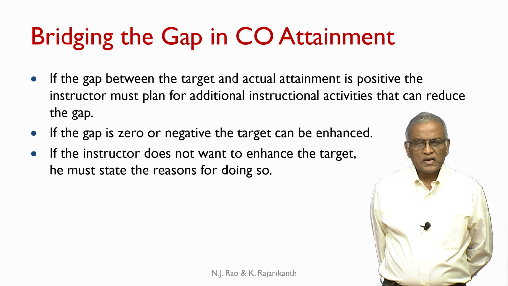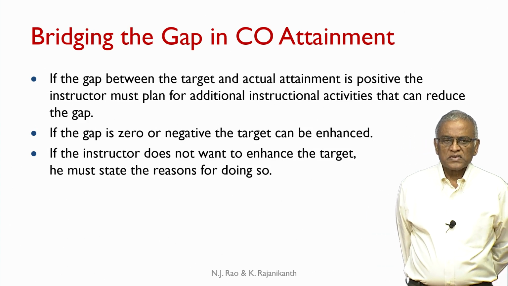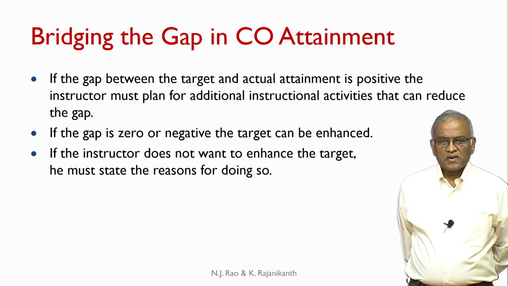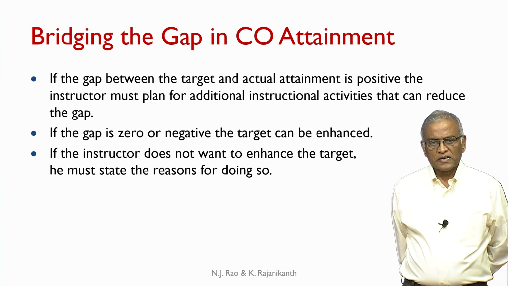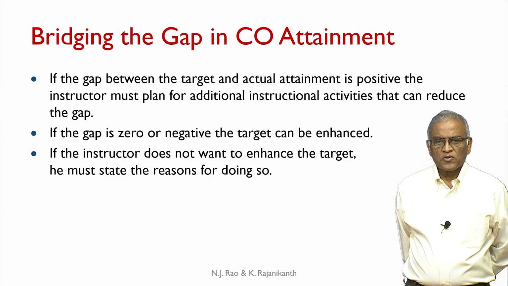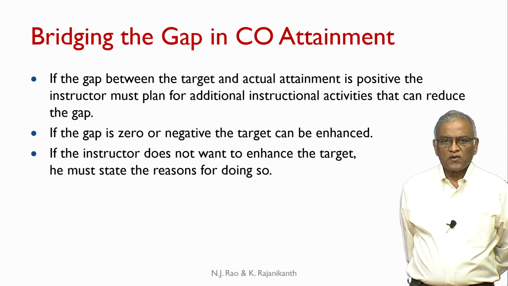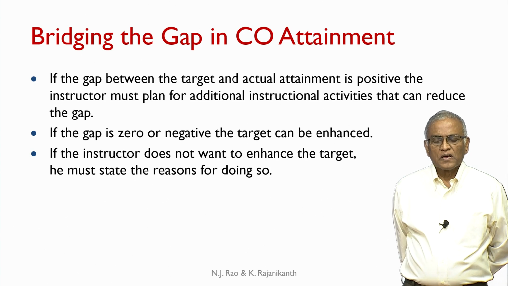And then bridging the gap in CO attainment. We suggested earlier that when the attainment is lower than the set target, you have to plan for action next time you offer the course to reduce the gap. And on what basis do you do that?